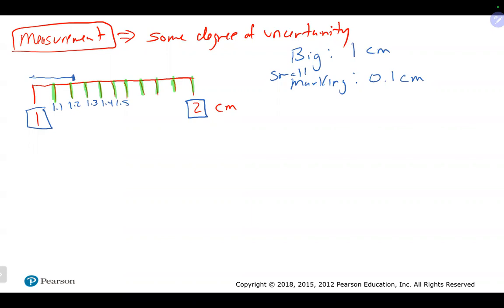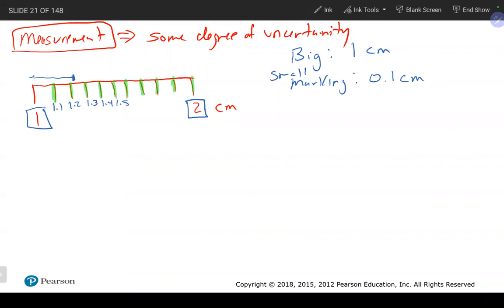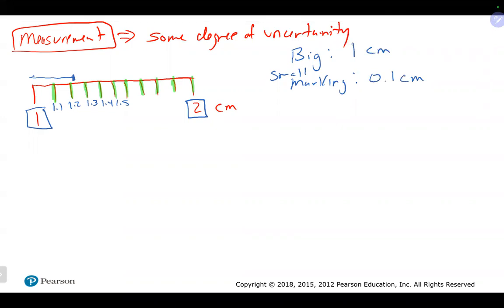Now, when we look at whatever we're trying to measure, no matter what piece of equipment you use, there should always be some numbers that everybody agrees upon. When everybody looks at this, everybody should agree it is at least 1.2 in this case. We always want to record all the certain numbers, so in this case we would record 1.2. These are sometimes referred to as our certain numbers.